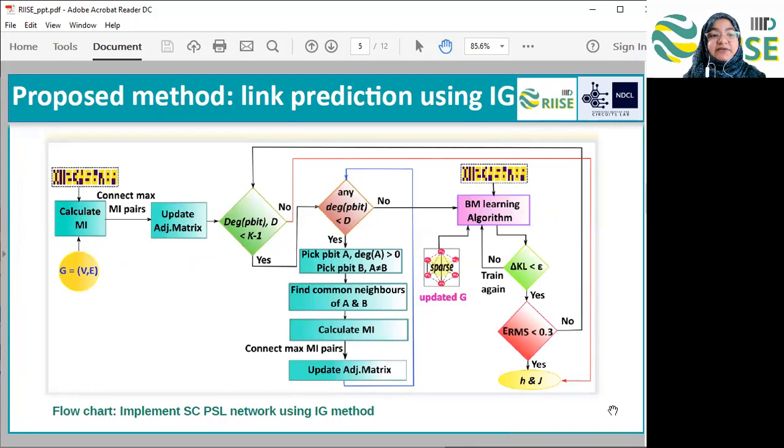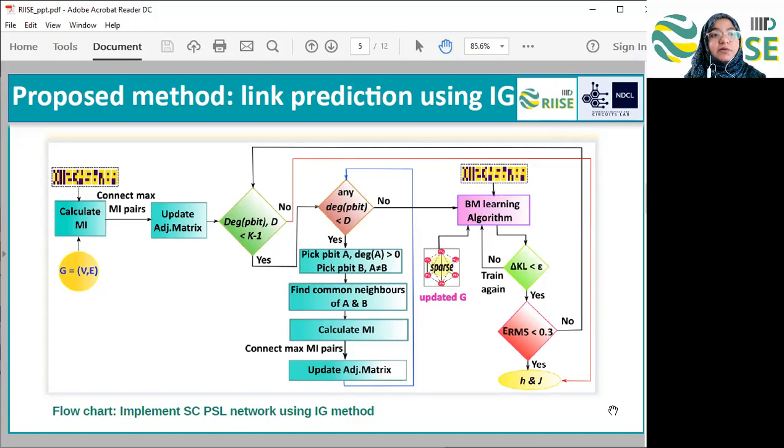Since the first two methods are widely discussed in the literature, I will only explain the proposed method. The entire process of generating a sparse network is shown here in the flowchart. At the start, the graph G has vertices V as all the pbits, while edges E is empty. Next, MI, mutual information, between every possible pairwise connection is calculated using the probability distribution of the digit image set shown in the previous slide. The maximum valued MI pair signifies that they have to be connected, and an adjacency matrix indicates the existence of connection between any such pbit pairs.